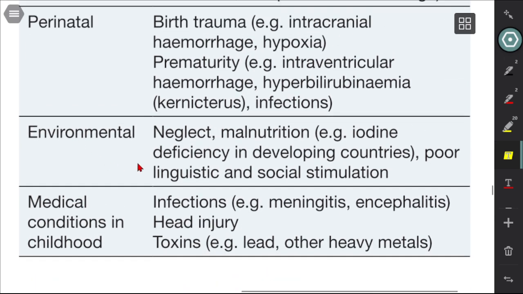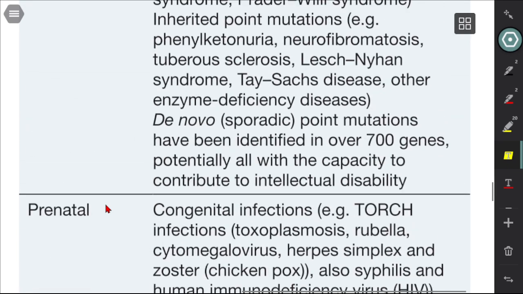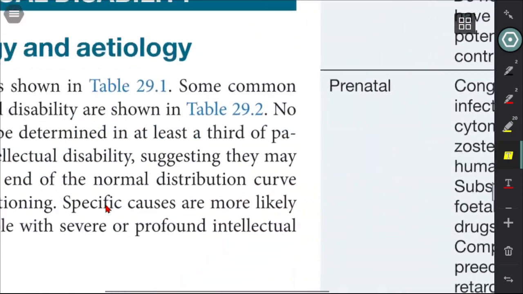Environmental factors like neglect, malnutrition, or iodine deficiency in developing countries and so on. Poor linguistic and social stimulation can cause that also. Other factors are associated with medical conditions in childhood, like infections, like meningitis, encephalitis, head injury, of course, and toxins like lead or other heavy metals. So, this is about the etiologies and the causes of intellectual disability.